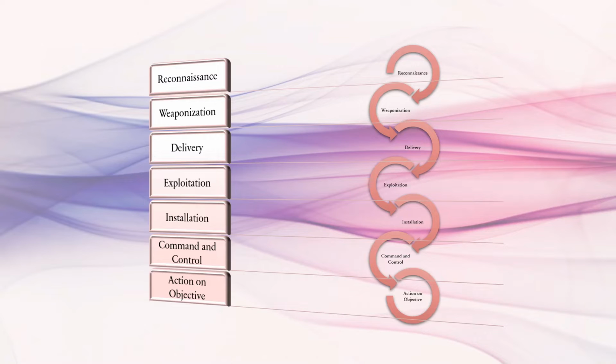These stages involve the attacker installing additional malware on the victim's device, establishing command and control over the device, and taking action to achieve their objectives, such as stealing data, disrupting operations, or demanding ransom.